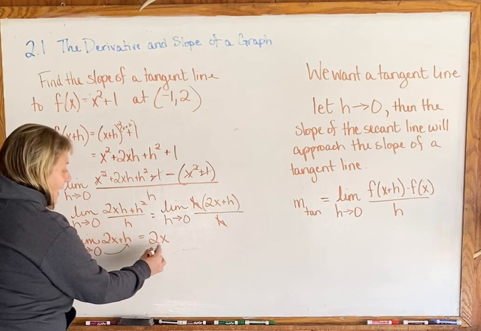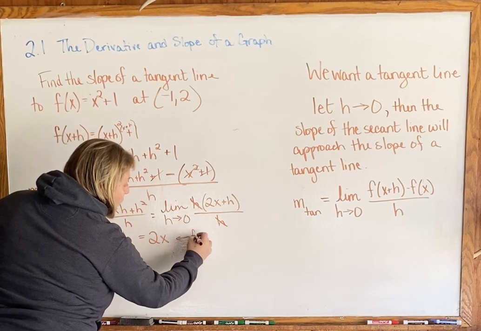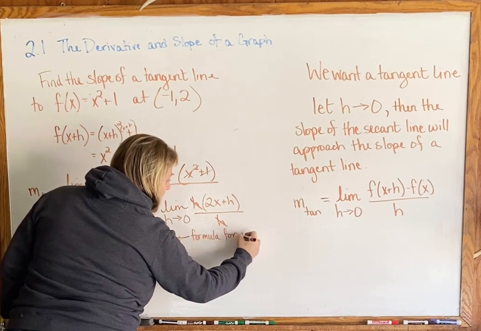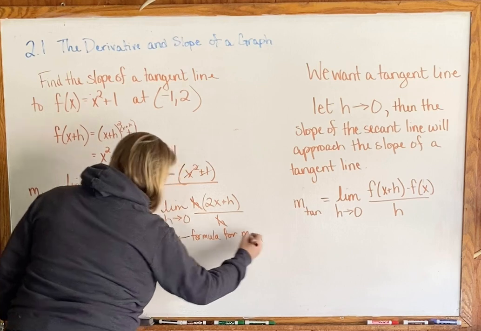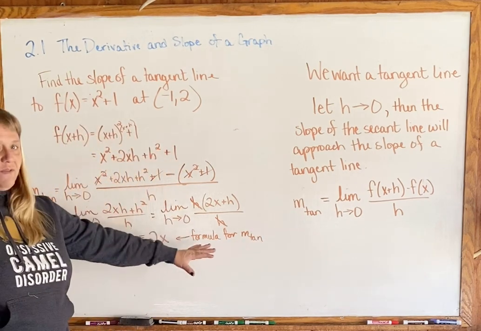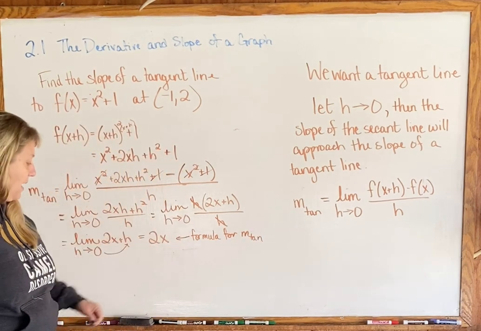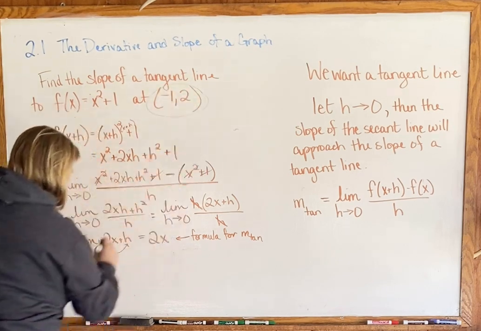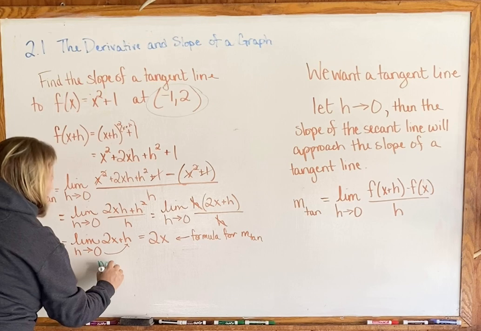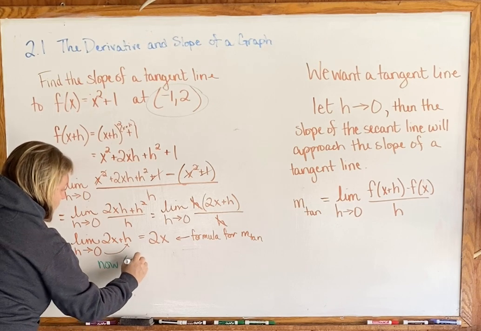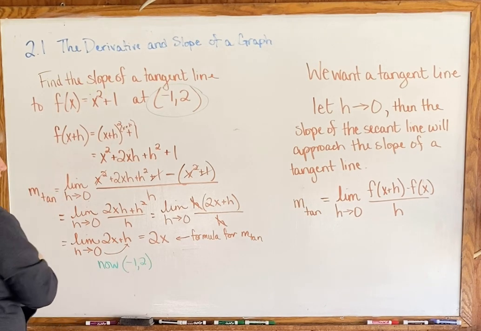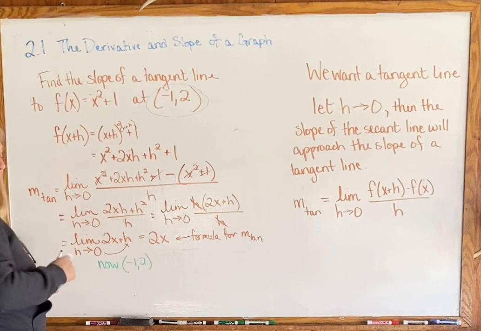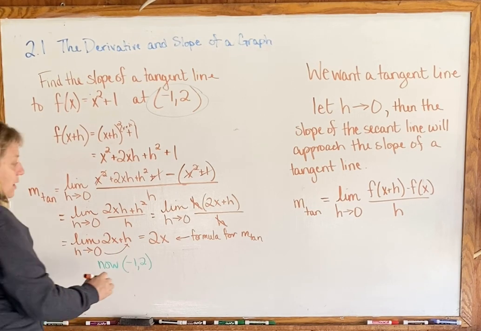Now what we will end up with here is a formula for the slope of the tangent line. Okay, so it doesn't give us the slope of a tangent line, it gives us the formula. But that's where we go back and we get this point. So we say now, remember that our point was -1, 2. Now if this is the formula, can we plug the x value in there and find what the slope should be? So that's what we're going to do.